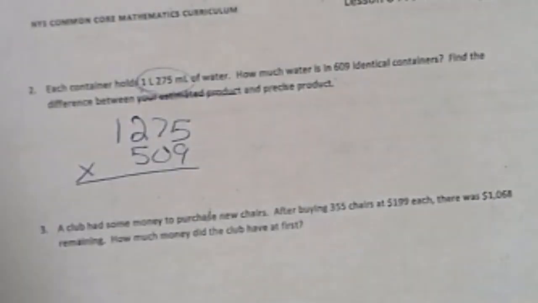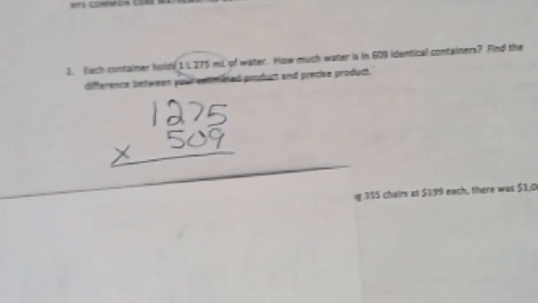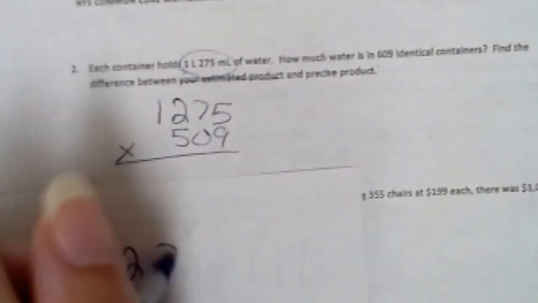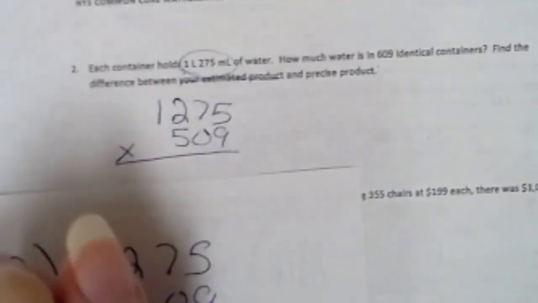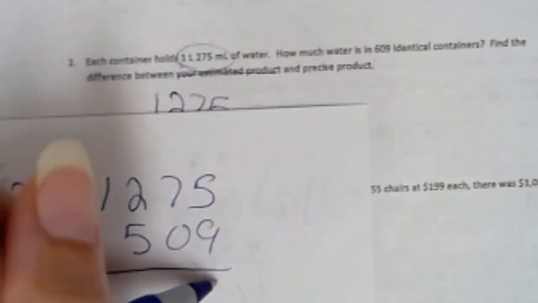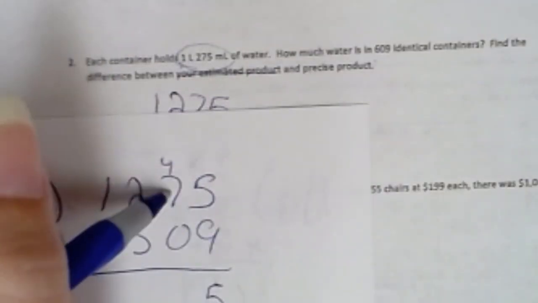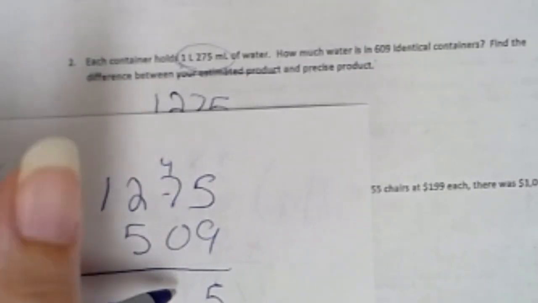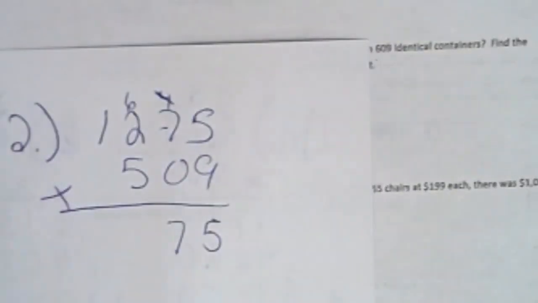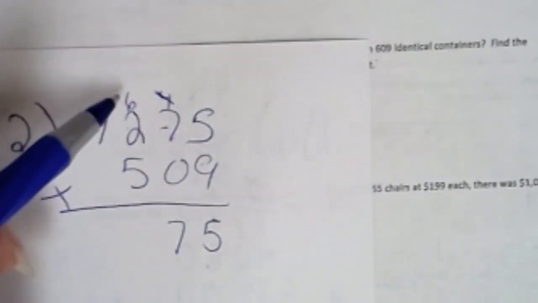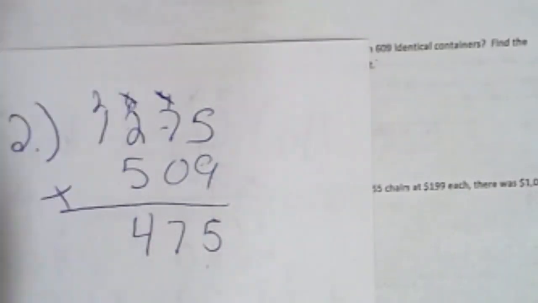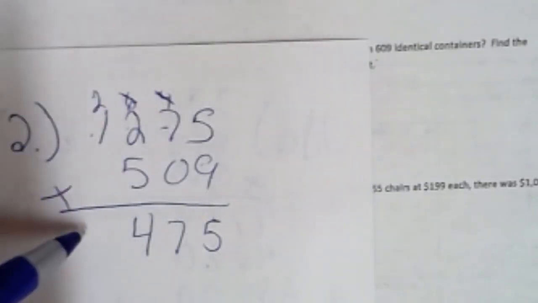All right, so now that I know the problem that I need to work out for number 2, 1,275 times 509. 9 times 5 is 45. 9 times 7 is 63, plus 4 more is 67. Added that in. Oh, y'all can't see all that. 9 times 2 is 18, 19, 20, 21, 22, 23, 24. Added that in. 9 times 1 is 9, plus 2 more is 11.